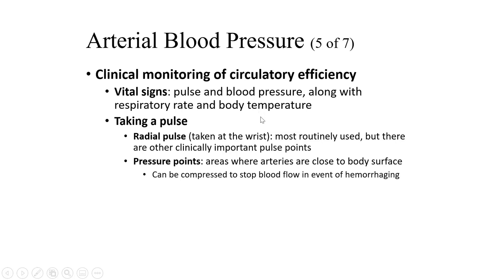Now, in taking a pulse, usually a clinician would take the quickest way, which is the radial pulse, which is taken at the wrist by the radius, right there where the thumb area is.